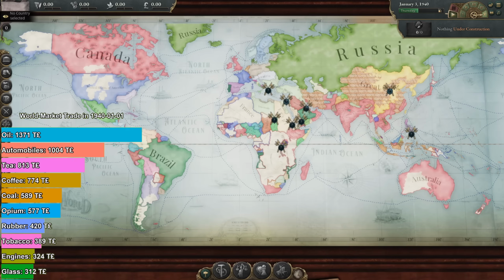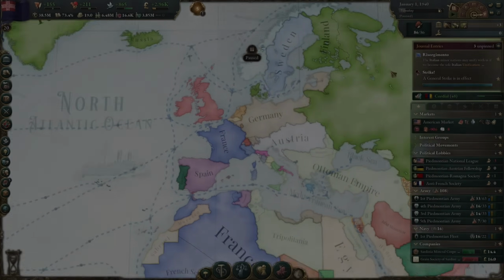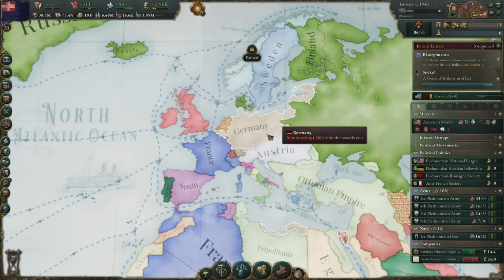Here we are. It's 1940 and we have some oil, automobiles, opium and rubber in the top 10 world market trades. Looks promising so far. Oil entered the top 10 around 1910, I think. We also have a decent looking Germany.